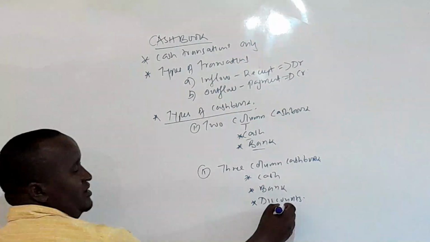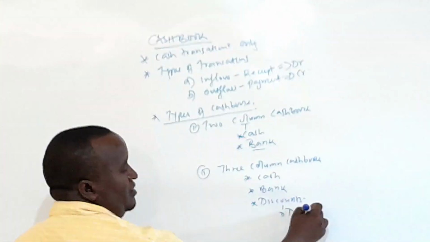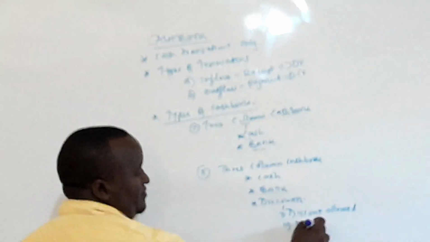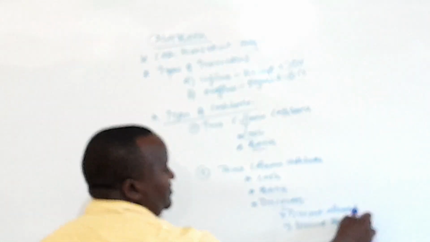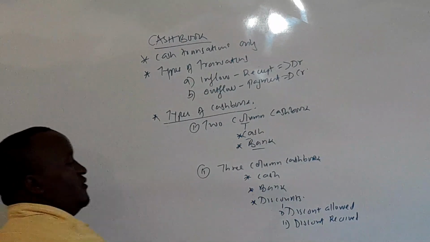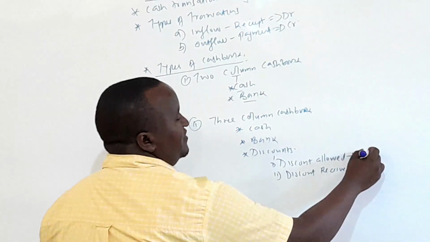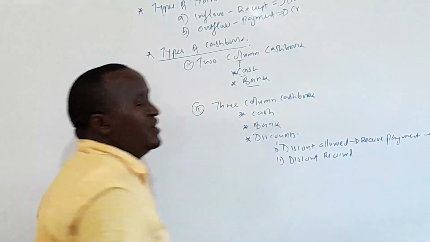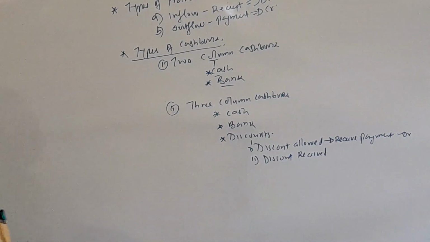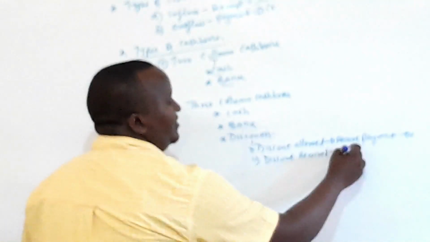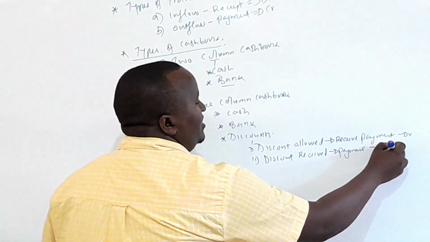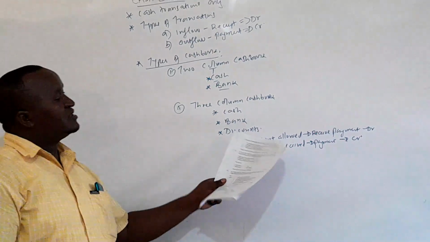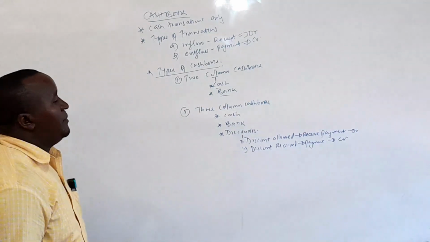And for the discount, we have two types here: either discount allowed or discount received. Discount allowed is what we normally allow whenever we are receiving payment, and therefore it will be on the debit side. Discount received is when we are making the payment, and it will be on the credit side.